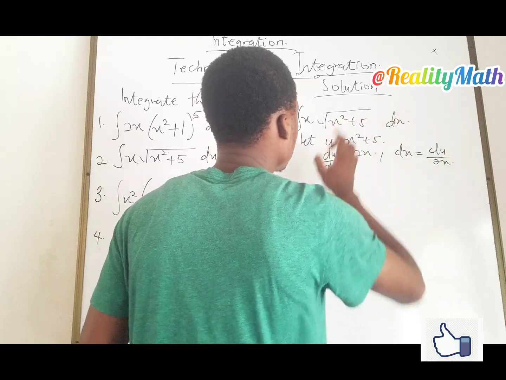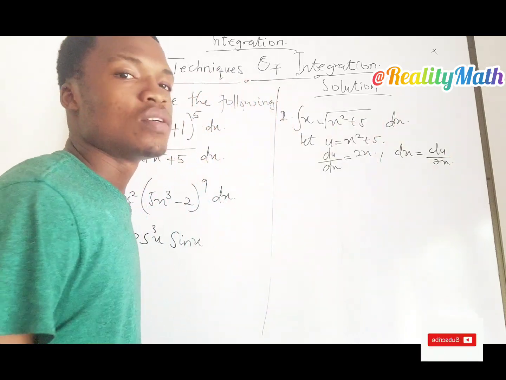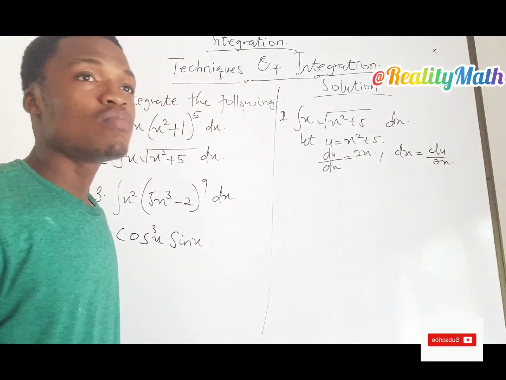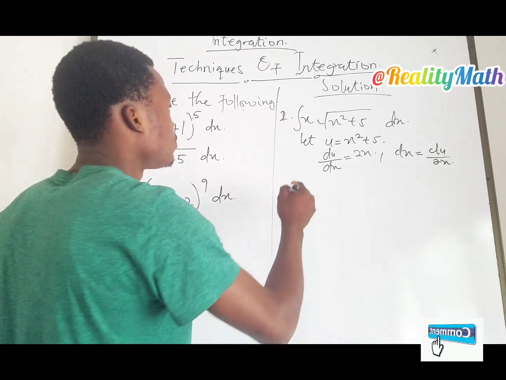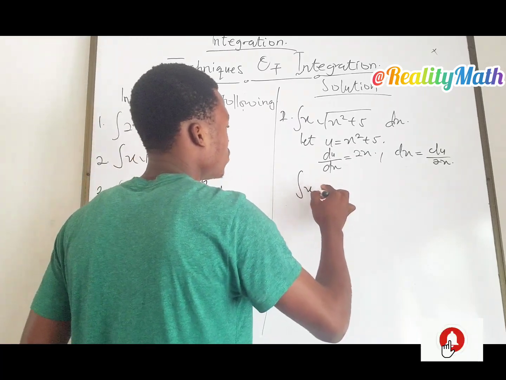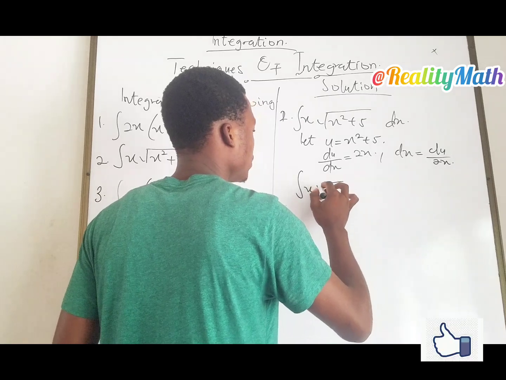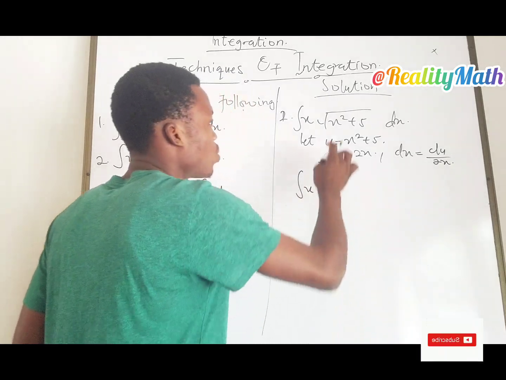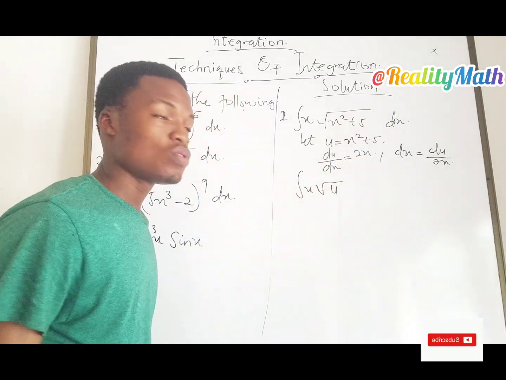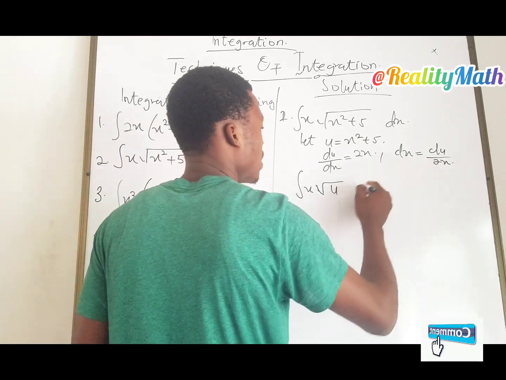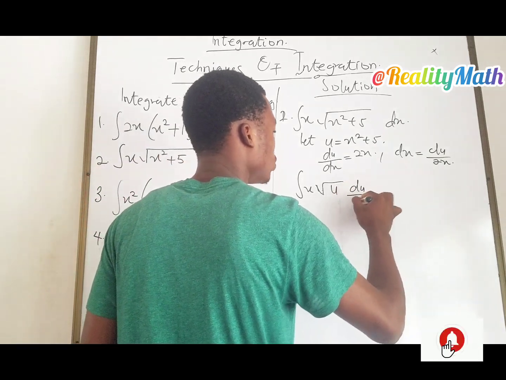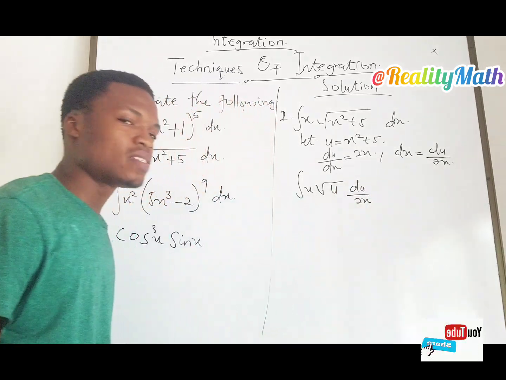So now let's resubstitute everything back into the question so that we can see how simple the question looks. The integral of x into bracket root u, right? Because x squared plus 5 is u. You see it? The x, and then my dx is what? du over 2x. As simple as that.